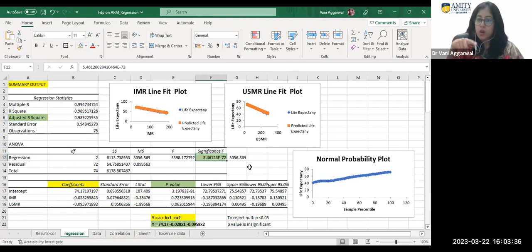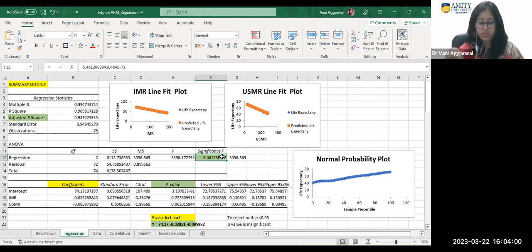Is this a good model? I'm saying yes, this is a good model. How is this a good model? Because the p-value is significant here. The overall significance of the model is there. Okay, right? Because this is less than 5%. Okay, second question, this figure will answer.